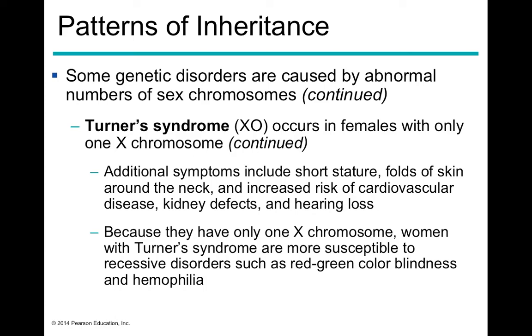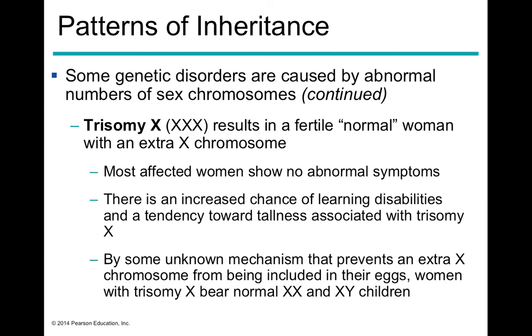Additional symptoms of XO syndrome include short stature, folds of skin around the neck, and also cardiovascular disease, kidney defects, and deafness. They only have one X chromosome, so women with Turner syndrome are just as susceptible to recessive disorders like red-green color blindness, hemophilia, and male pattern baldness as men are.